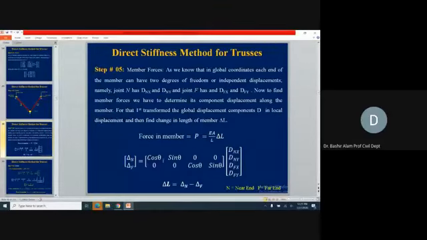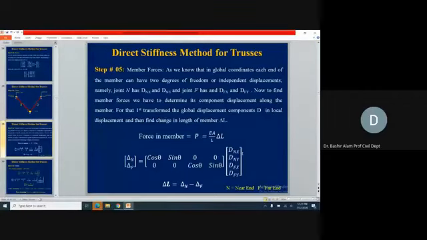And it will be equal to this transformation matrix, cos theta, sin theta, 0, 0, 0, 0, cos theta, sin theta, times the corresponding global displacements for that particular member: dnx, dny, dfx, dfy. And delta L will be equal to delta F minus delta N. Once we find this delta N and delta F, we will be in a position to find this delta L. N is for the near end and F is for the far end.